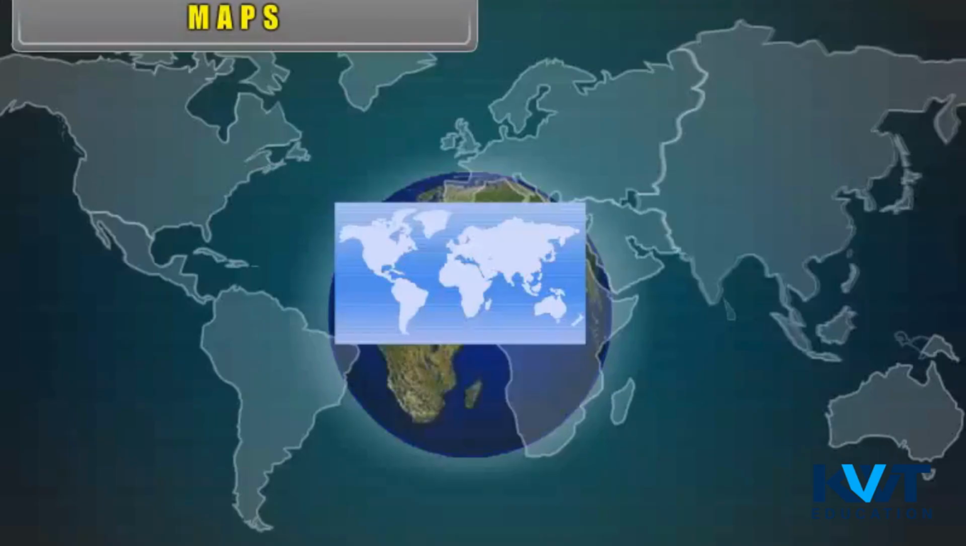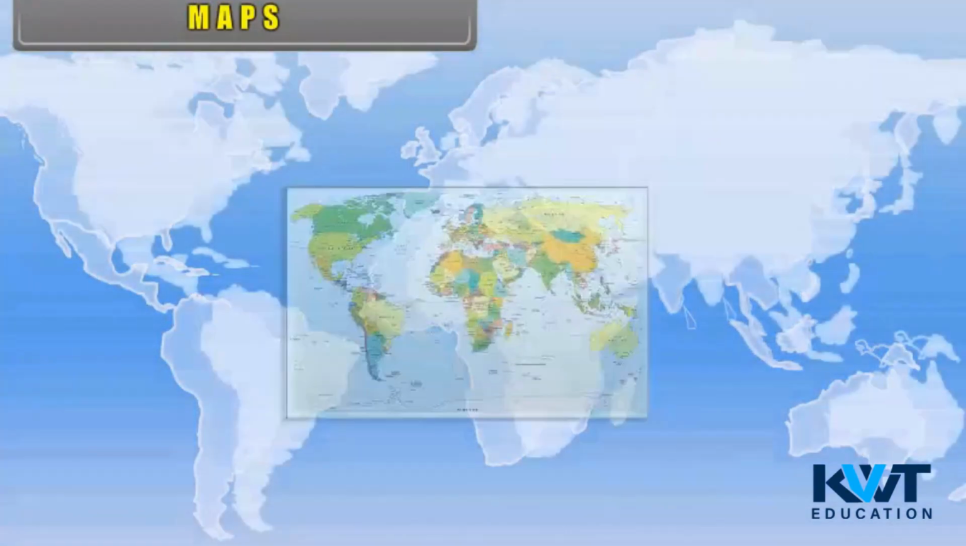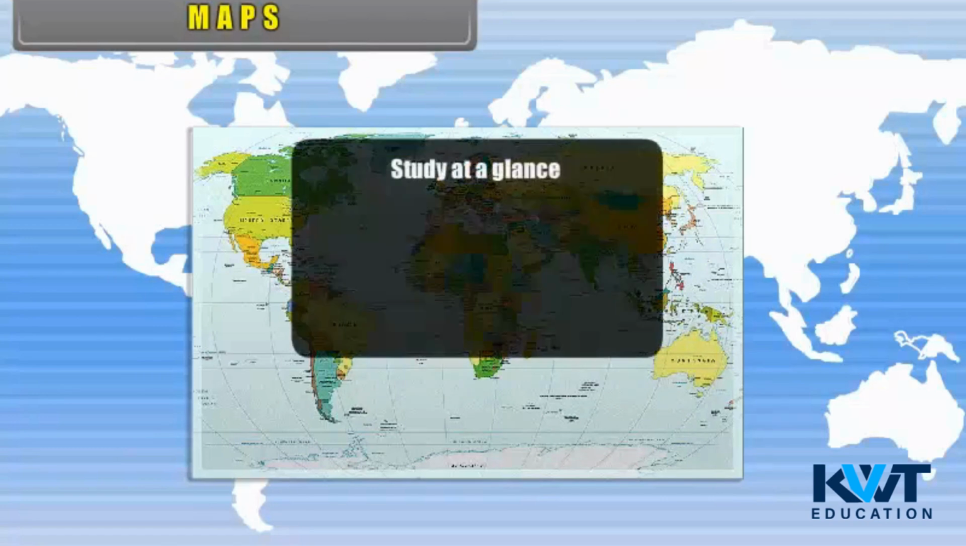Maps. The distribution of various phenomena or features on the earth are usually represented on maps which show the whole world or a part of it. Study at a glance. Maps.